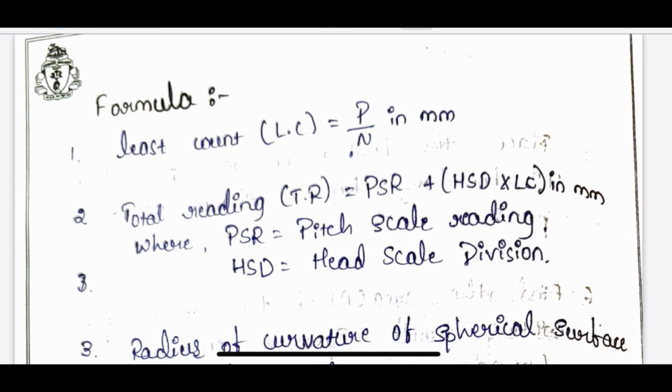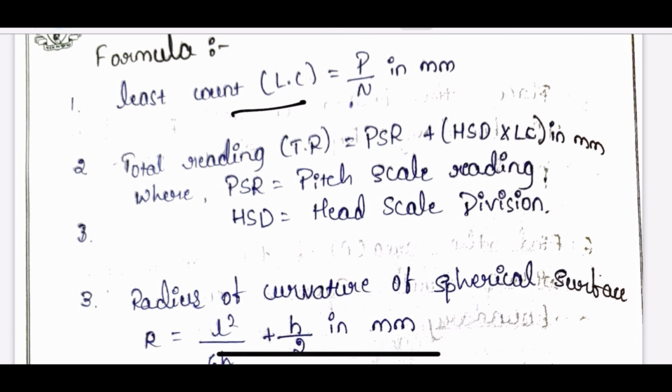Next, this is a formula. As you know, in vernier calipers we found the least count, p by n. Here also we have to find the least count, that is p by n. P means pitch, n means total number of divisions. Another formula is the total reading: TR equals PSR plus HSD, head scale division, into LC. This is a plus symbol.